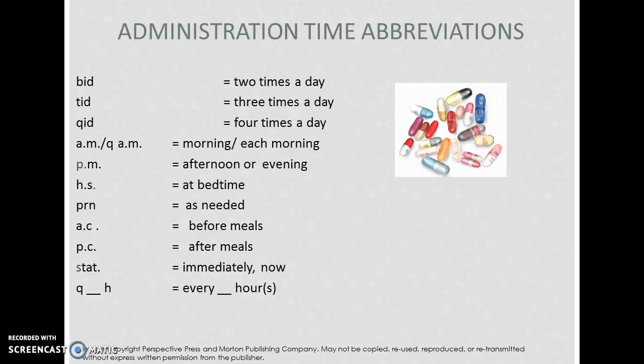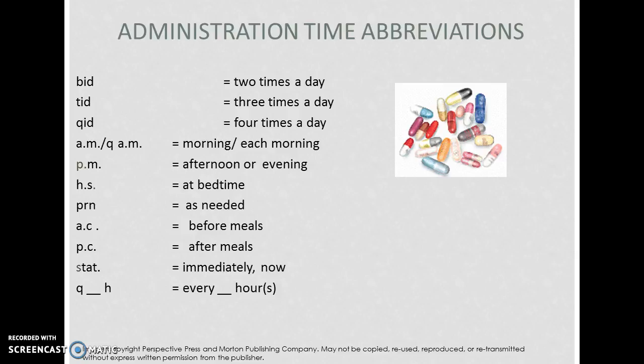Here are some of the abbreviations that deal with time. Again, very, very important. You need to know that by memory. BID, 2 times a day. TID, 3 times a day. QID, 4 times a day. AM, QAM, morning, each morning. PM, afternoon or evening. HS, at bedtime. PRN, as needed. AC, before meals. PC, after meals. STAT, immediately or now.